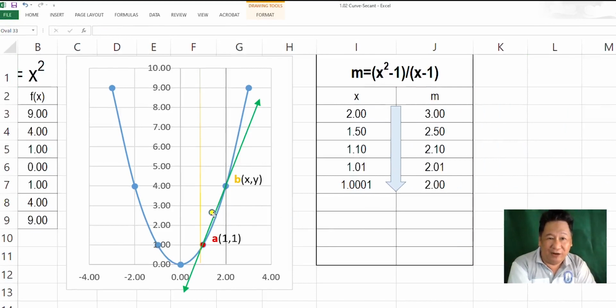Let's show that in the graph. So at x equals 1.5, the green secant line becomes less steep. The slope m equals 2.5. At x equals 1.1, the slope of the green secant line, m, equals 2.1. And at x equals 1.01, m equals 2.01. And at x equals 1.0001, the slope of the secant line, m, equals 2, rounded off.